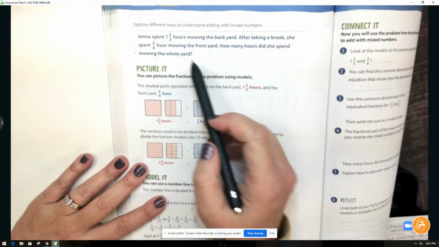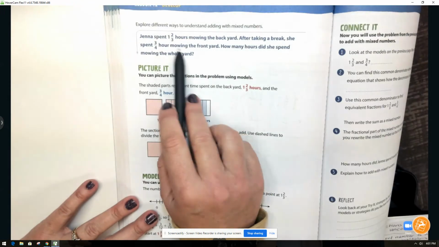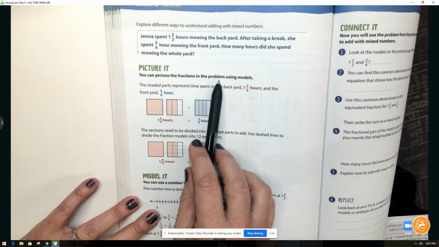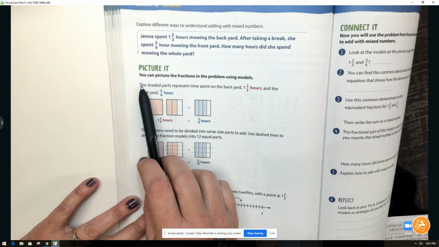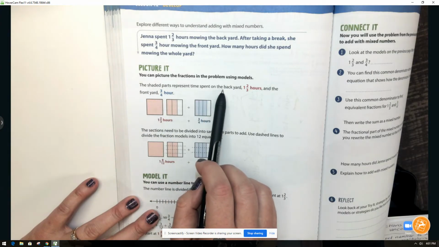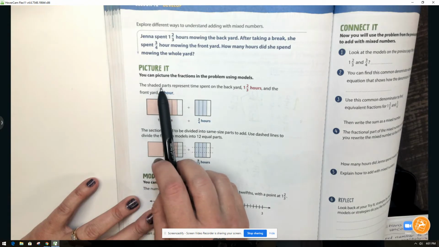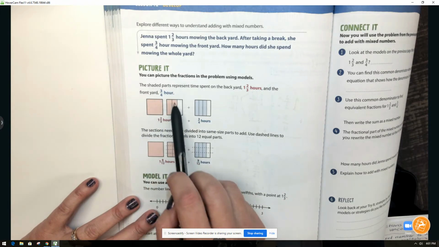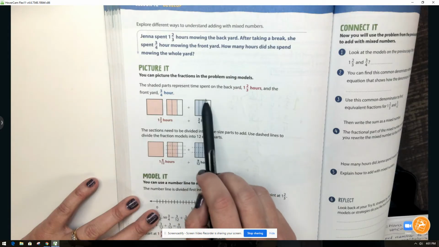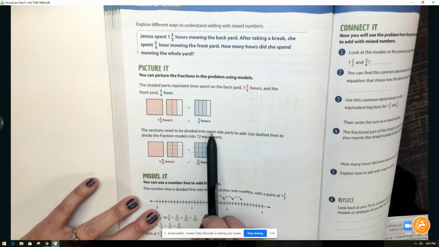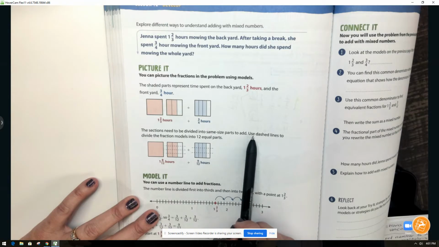Now on page 238, it says the same problem that we just solved. Now it says here, you can picture the fractions in the problem using models. The shaded parts represent the time spent in the backyard, 1 2/3 hours, and the front yard, 3/4 of an hour. So here is the backyard, here is the front yard. Now, the sections need to be divided into same size parts to add.